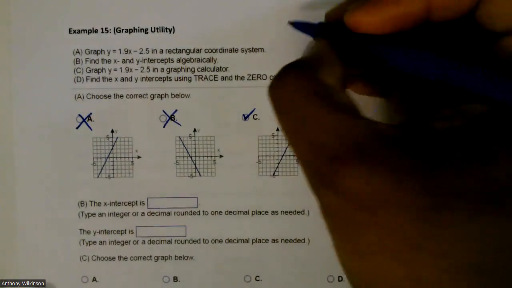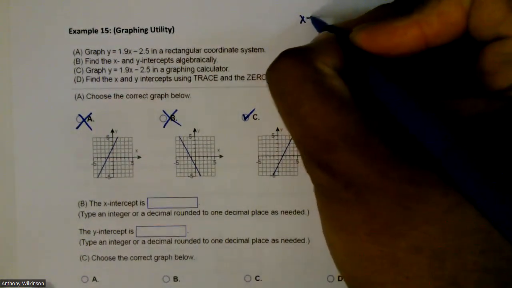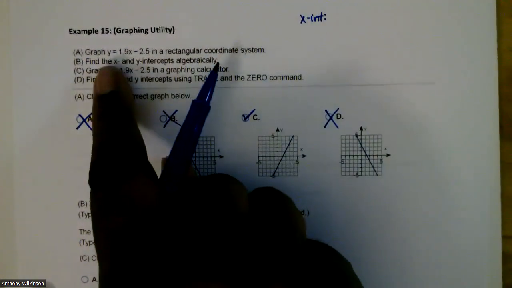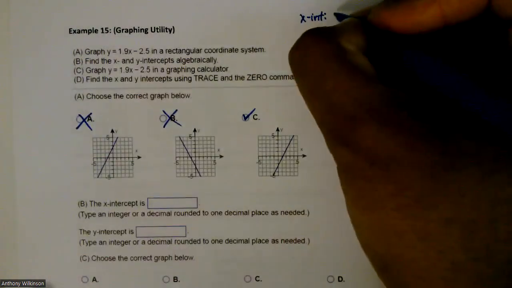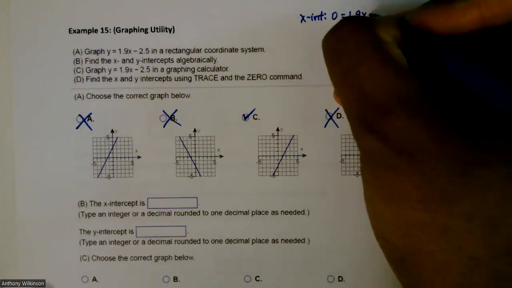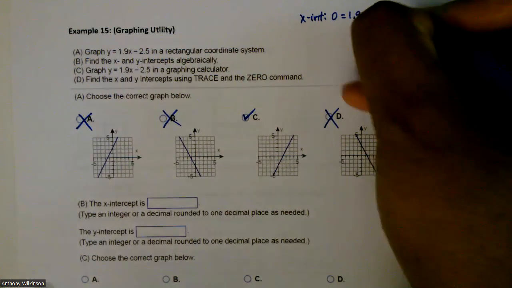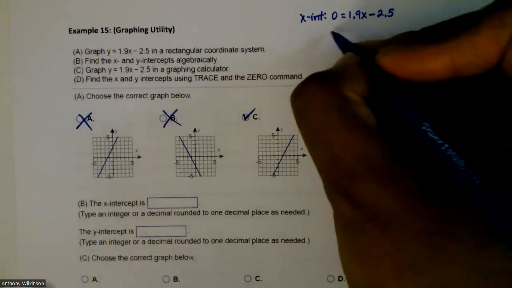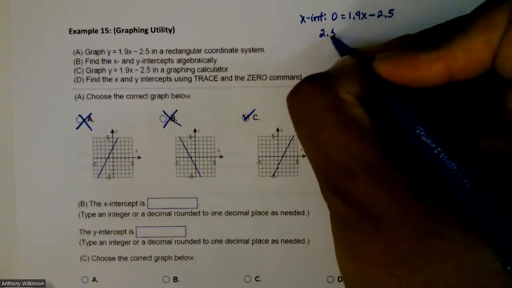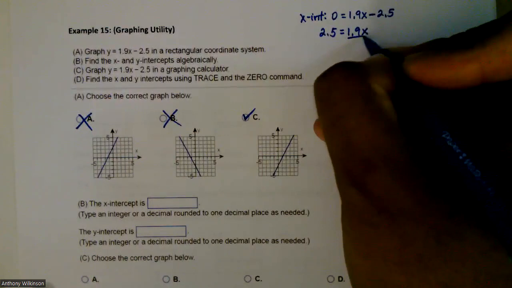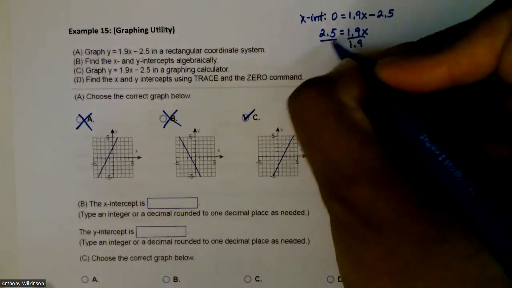Okay, let's see. My x-intercept, we let y equal 0. So here, this y will be replaced with 0. So it'll be 0 is equal to 1.9x minus 2.5. Now, if I add 2.5 to both sides, it'll be 2.5 is equal to 1.9x. Divide both sides by 1.9.